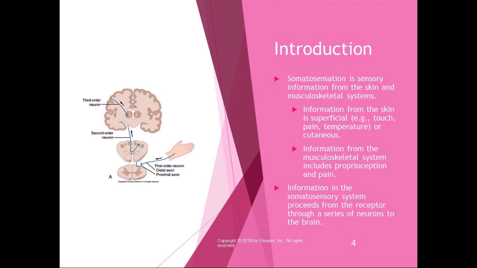So information in the somatosensory system proceeds from the receptor, which encodes that external information, through a series of neurons to the brain. Remember at the very beginning we were talking about the path where we're headed. We're headed to the cerebral cortex, and this is another brick in the yellow brick road to the cerebral cortex.